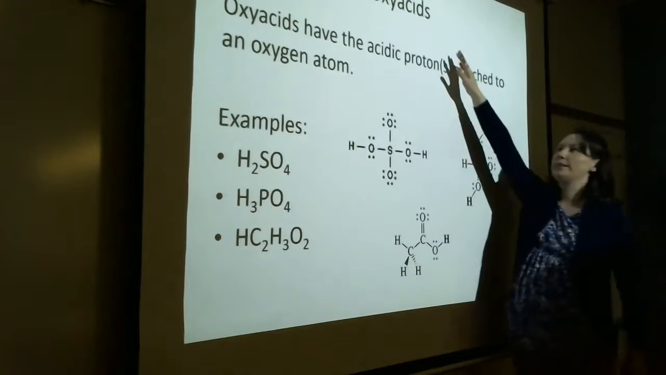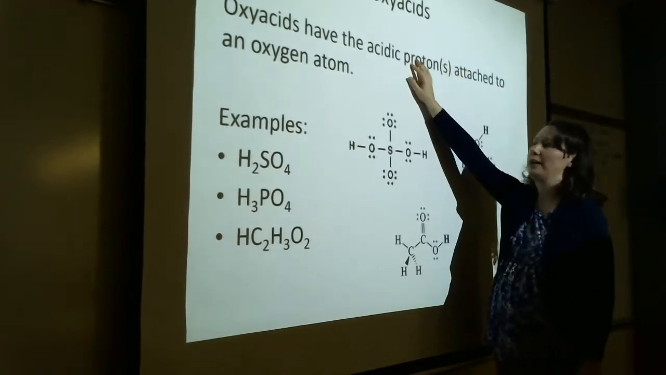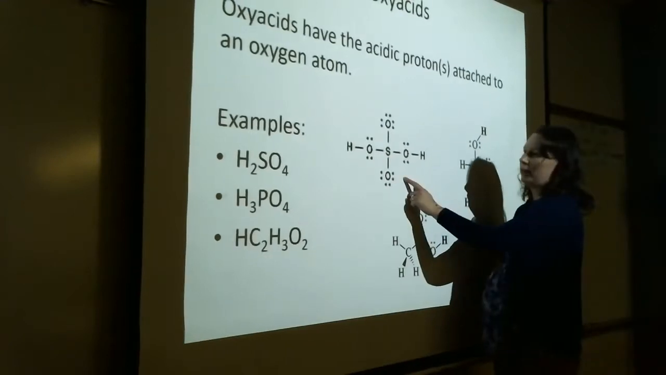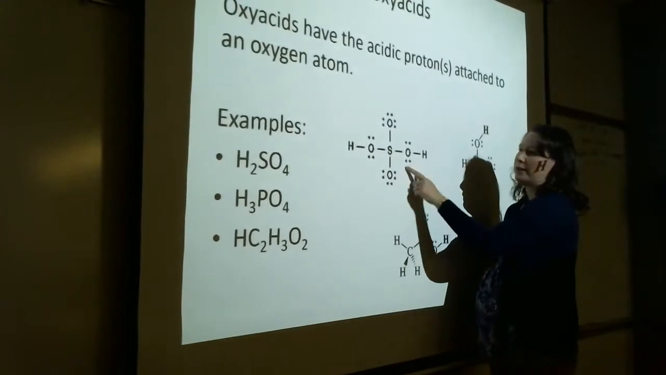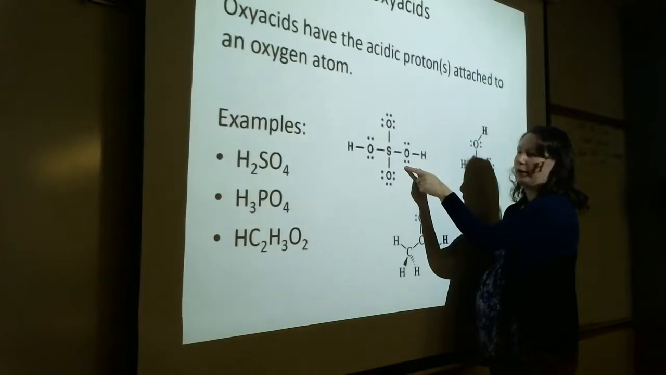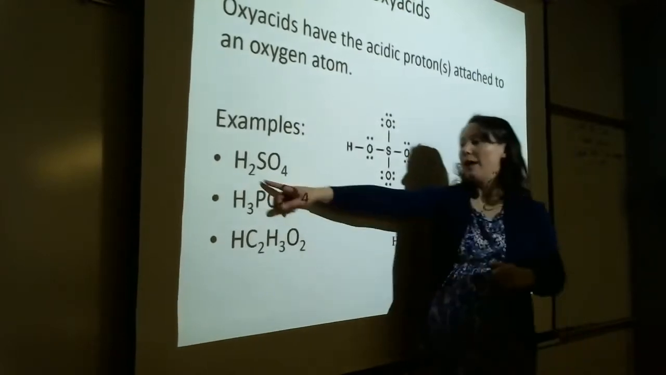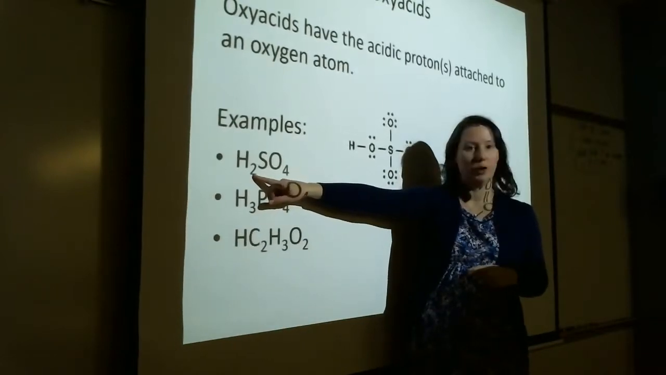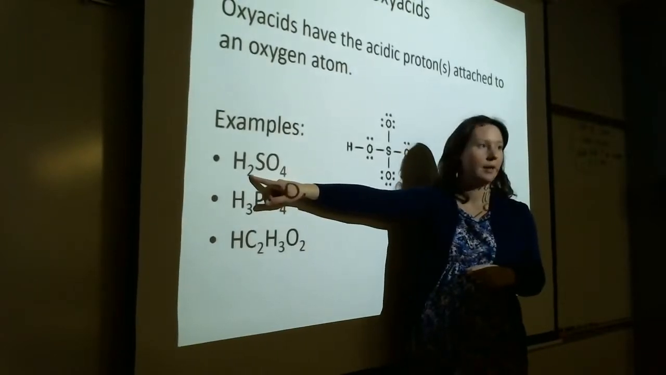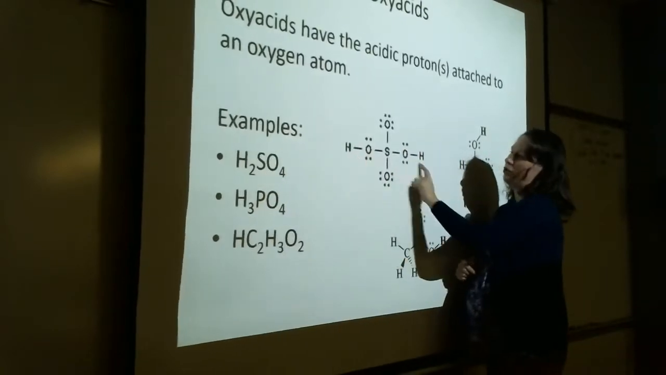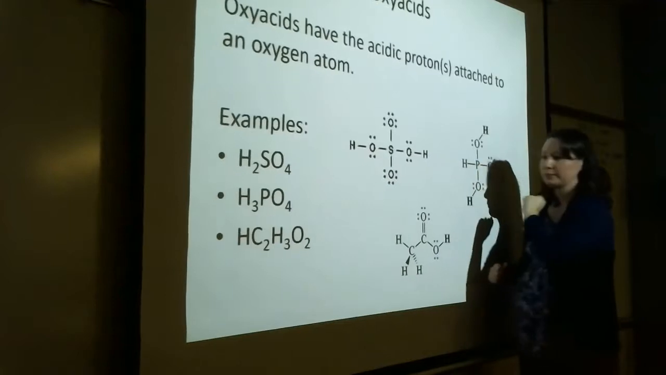In an oxyacid, the acidic proton is attached to an oxygen. All right, so here's sulfuric acid. Is this one monoprotic, diprotic, triprotic, what? That would be diprotic, right? Because you could take off the first one and have HSO4 minus, and then you could take off the second one and have sulfate. And notice the hydrogen is on an oxygen. That's what makes it an oxyacid.